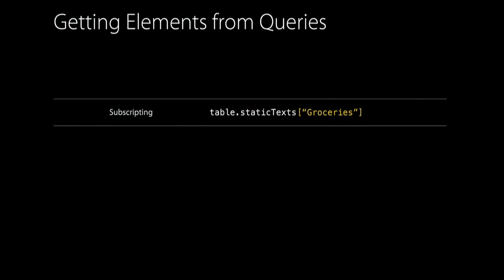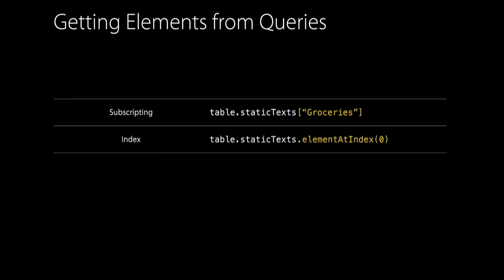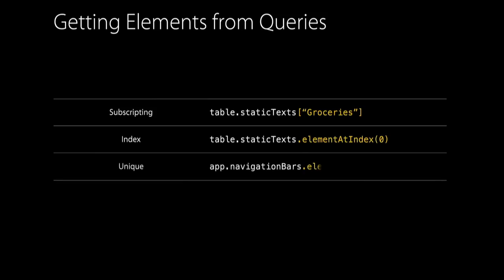The first is subscripting, which allows us to take a query and then subscript using an identifier. So that would give me back an element, which is the groceries label. You could also do this with element at index. So if I have a set, maybe the rows in a table, and I want to iterate over them, I could one at a time call element at index on these. Finally, if I have a query which I know resolves uniquely, that is to a single thing, maybe I only have one navigation bar in my application, I can use the element property to create a new element backed by that query.